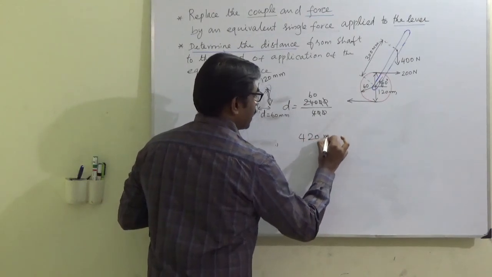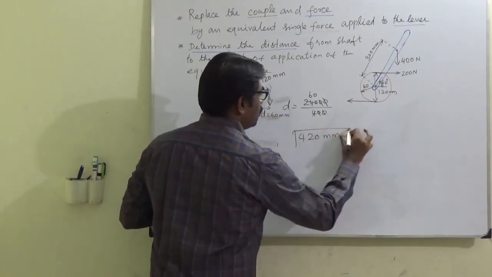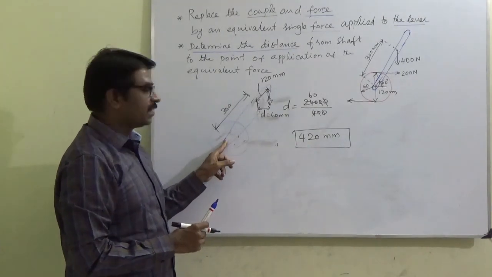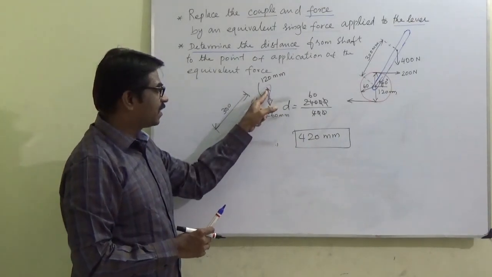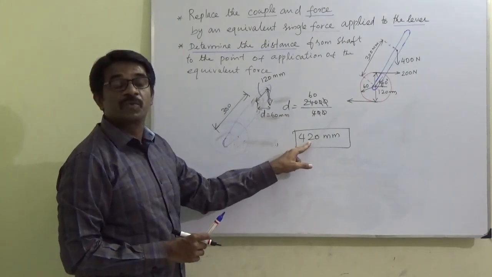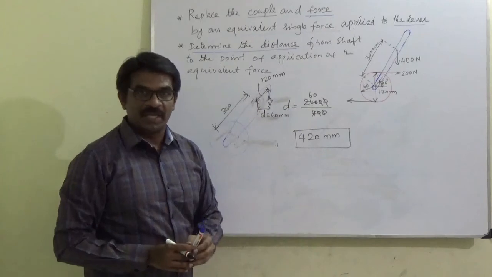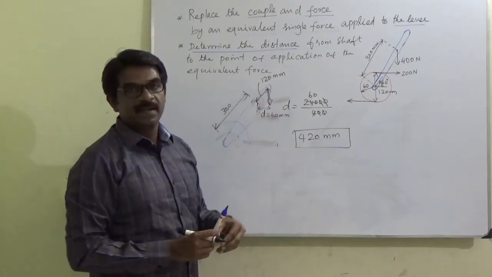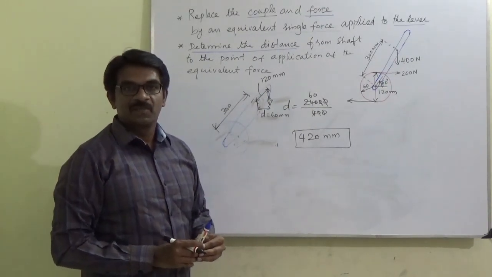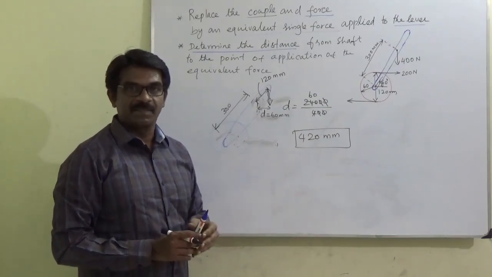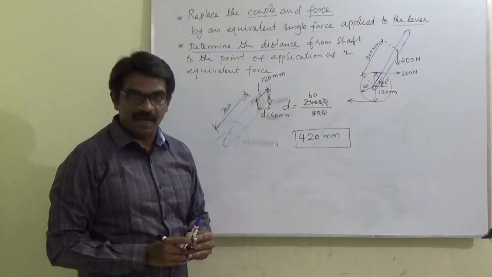So the answer is 420 mm. If I move the force from the shaft center on the lever to 420 mm, the effect will not change. So this is the single equivalent force which is moved to maintain the same effect. I hope you have understood this problem.